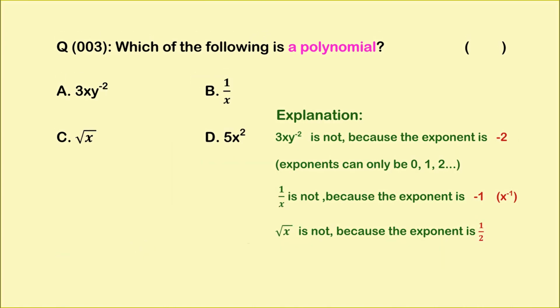Question number 3. Which of the following is a polynomial? The options are given: 3x y to the power of minus 2, 1 by x, root x, and 5x square. You see in the explanation, 3x y to the power of minus 2 is not a polynomial because the exponent is minus 2. Exponents can only be 0, 1, 2. In the second option, 1 by x is not a polynomial because the exponent is minus 1. In the third option, root x is not a polynomial because the exponent is 1 by 2. Exponents can only be 0, 1, 2, 3, 4 numbers. No negative numbers and no fractions. So the right answer is D, 5x square.